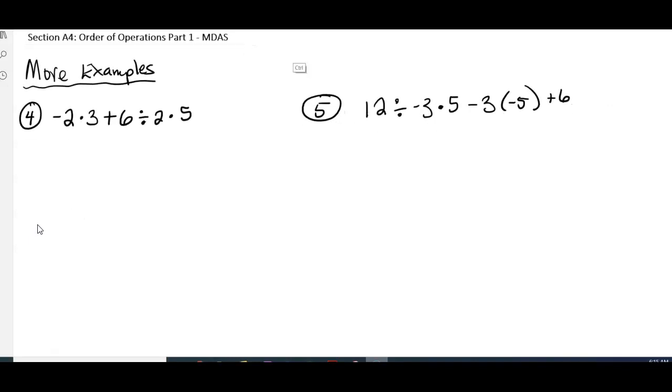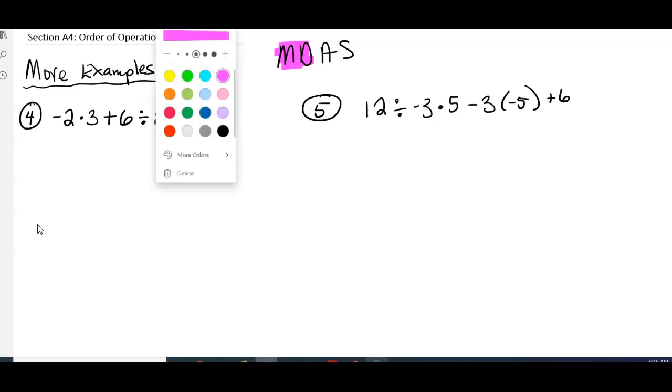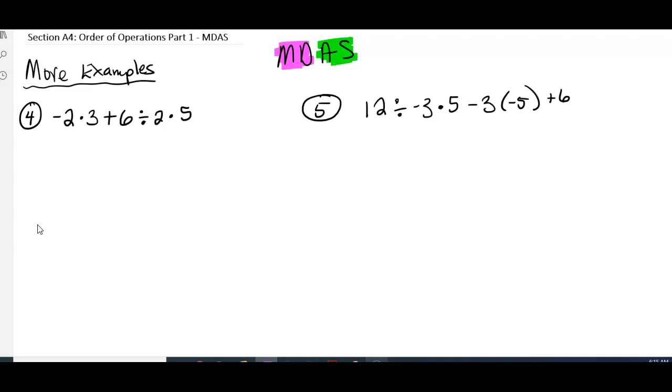So what I'd like us to do is first remember what's going on. We're focused on MDAS. And remember for MDAS, M and D are together. It doesn't necessarily mean that M has to come before D. It just means whatever you see first, that's what you do first, going left to right. The MD is multiplying and dividing, and then the AS is adding and subtracting.